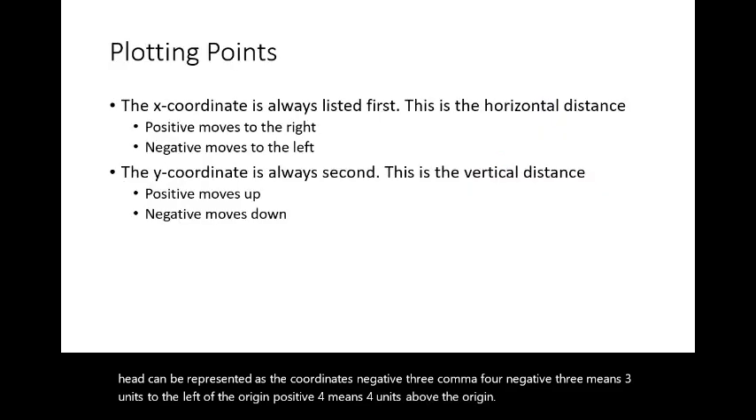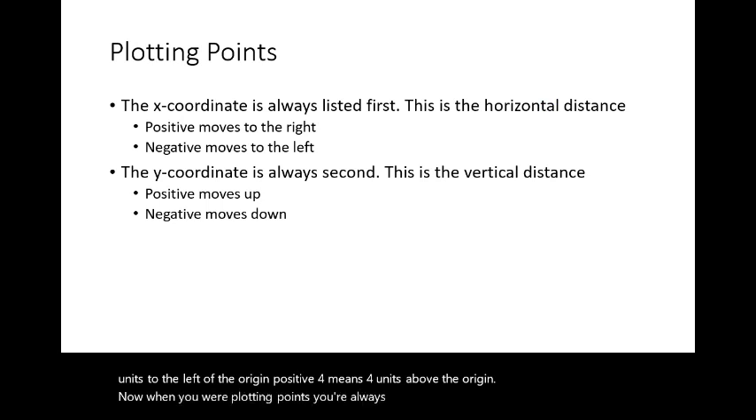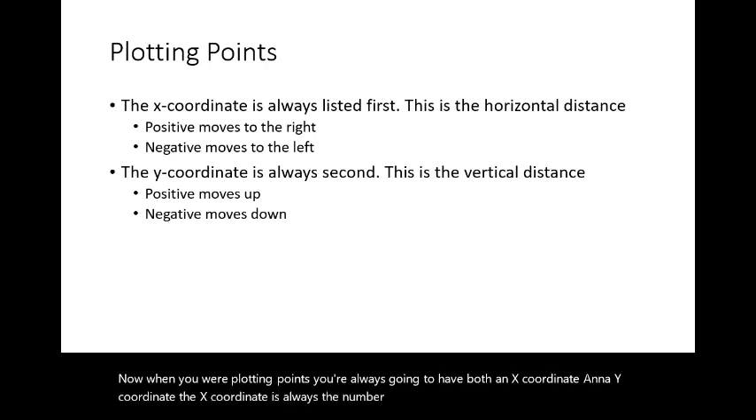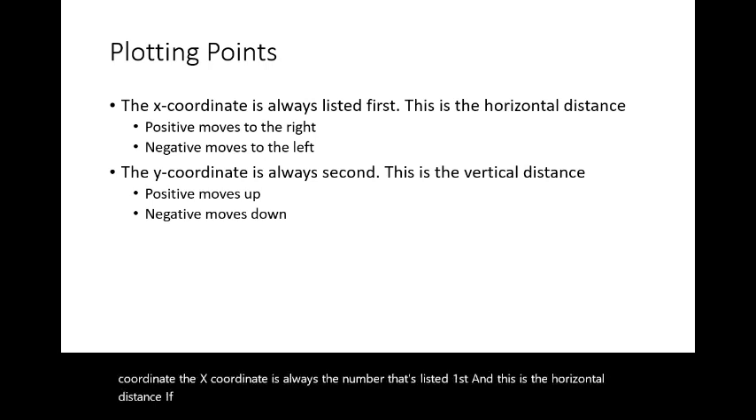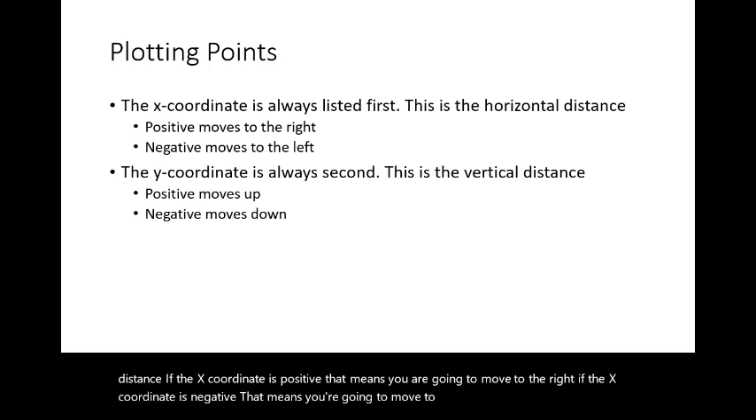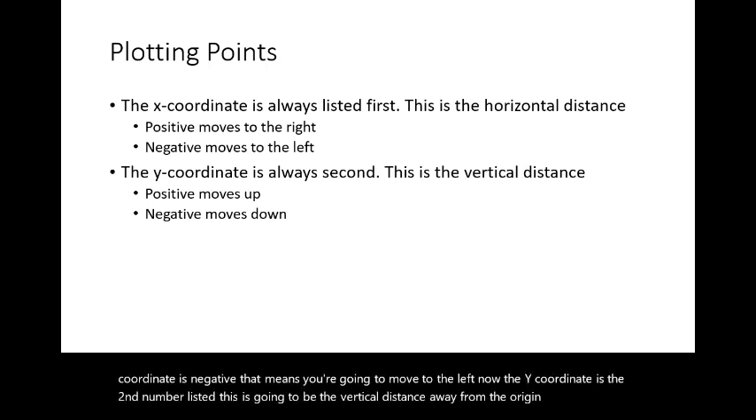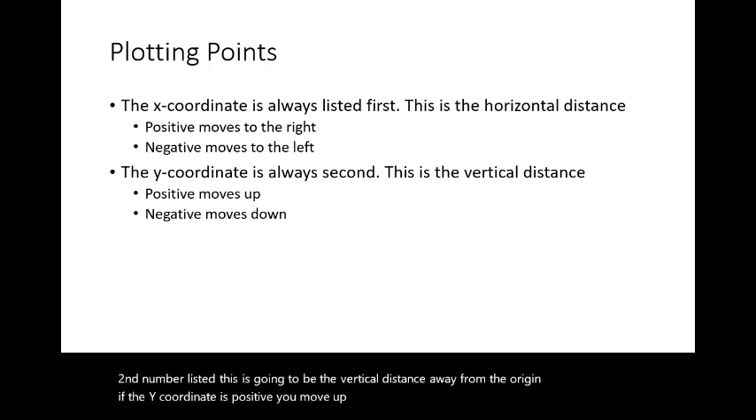Now, when you are plotting points, you're always going to have both an x-coordinate and a y-coordinate. The x-coordinate is always the number that's listed first, and this is the horizontal distance. If the x-coordinate is positive, that means you are going to move to the right. If the x-coordinate is negative, that means you're going to move to the left. Now, the y-coordinate is the second number listed. This is going to be the vertical distance away from the origin. If the y-coordinate is positive, you move up. If the y-coordinate is negative, you move down.